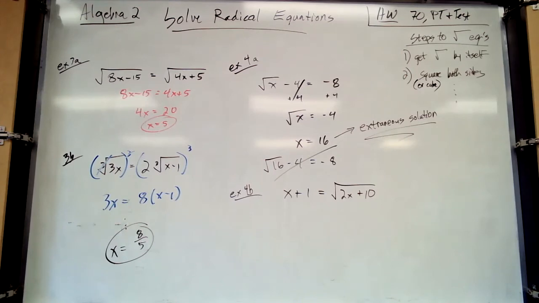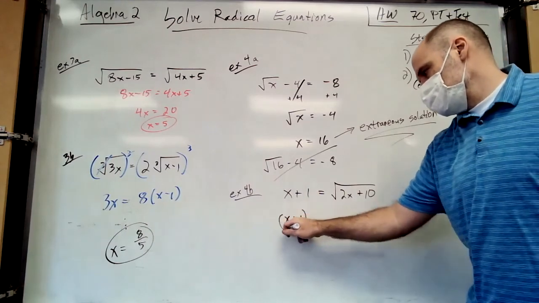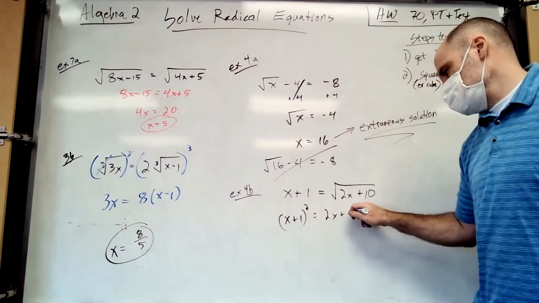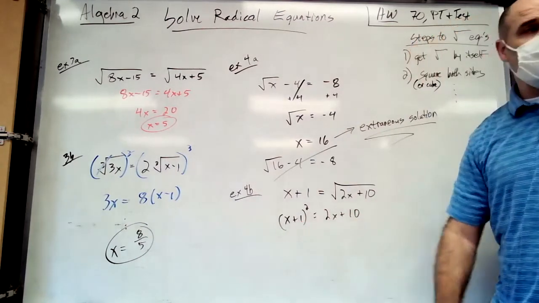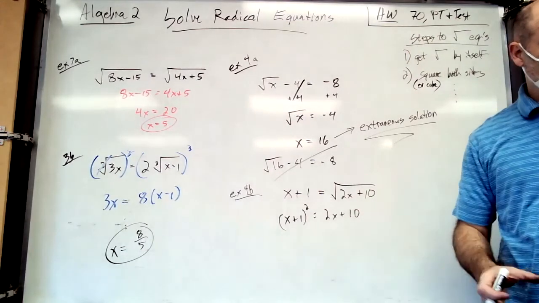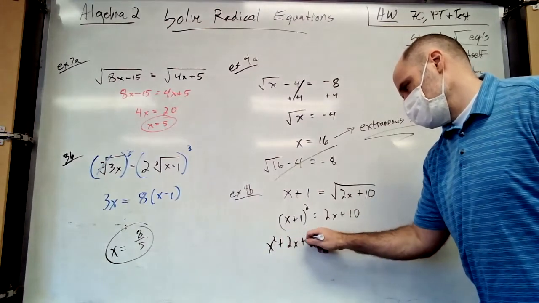So it gets interesting real quick because when you square that left side, what happens? You get a FOIL problem, right? And so then you have this situation. You have to solve a quadratic equation. x plus 1 squared equals 2x plus 10. Square that. Remember, it's not x squared plus 1. It's x plus 1 times another x plus 1. So you get x squared plus 2x plus 1.